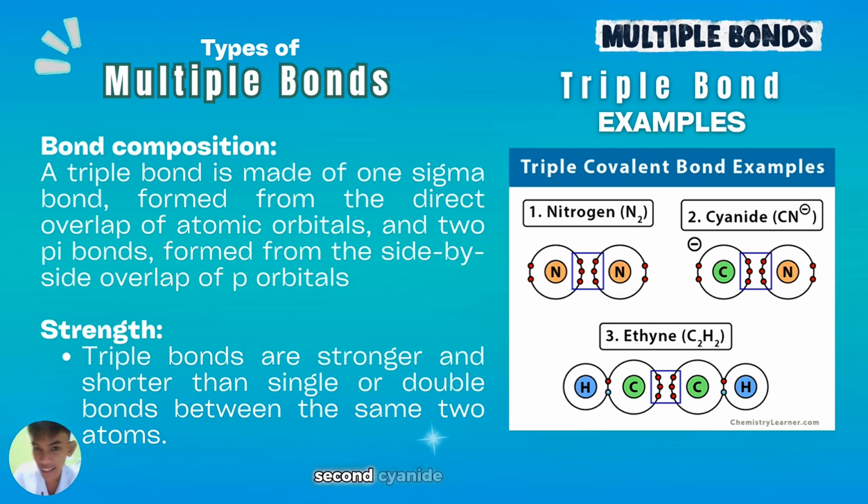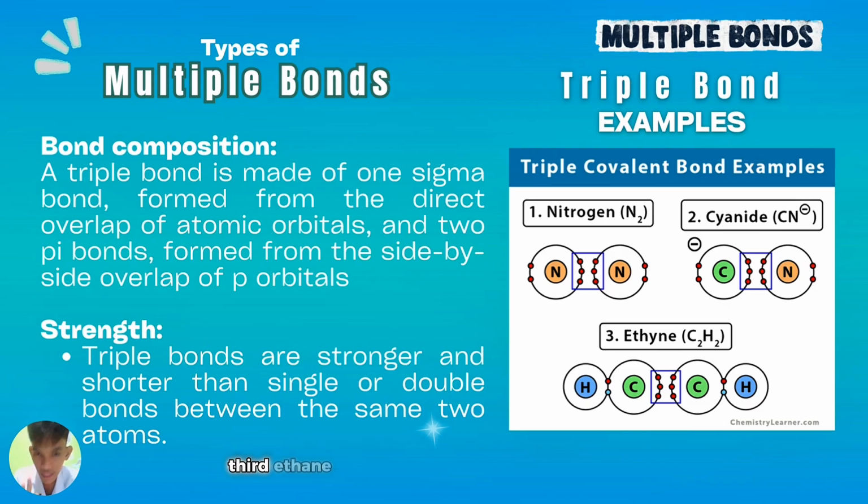Second, cyanide or CN-. It shows that between carbon and nitrogen in cyanide, there are a total of 6 valence electrons being shared to achieve a stable electron configuration.